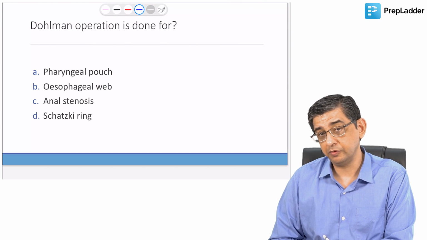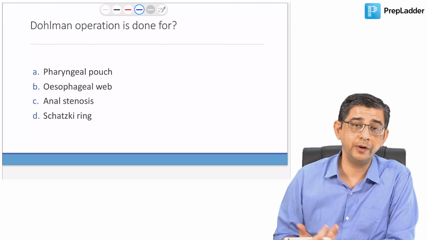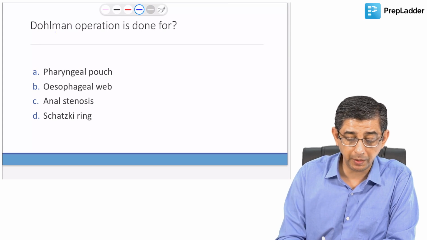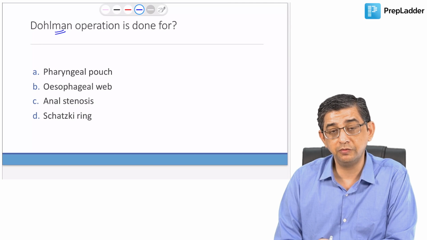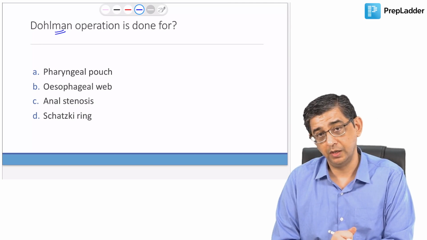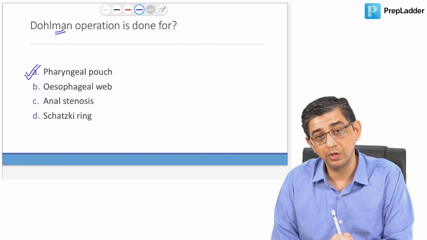Dolman operation is done for. Well, I could have left this question mainly for the surgeon, but I decided to incorporate this mainly because we usually skip this. A lot of guys messed up this MCQ. Dolman's operation is done for handling Zenker diverticulum. And Zenker diverticulum would be option number A, that is a pharyngeal pouch.